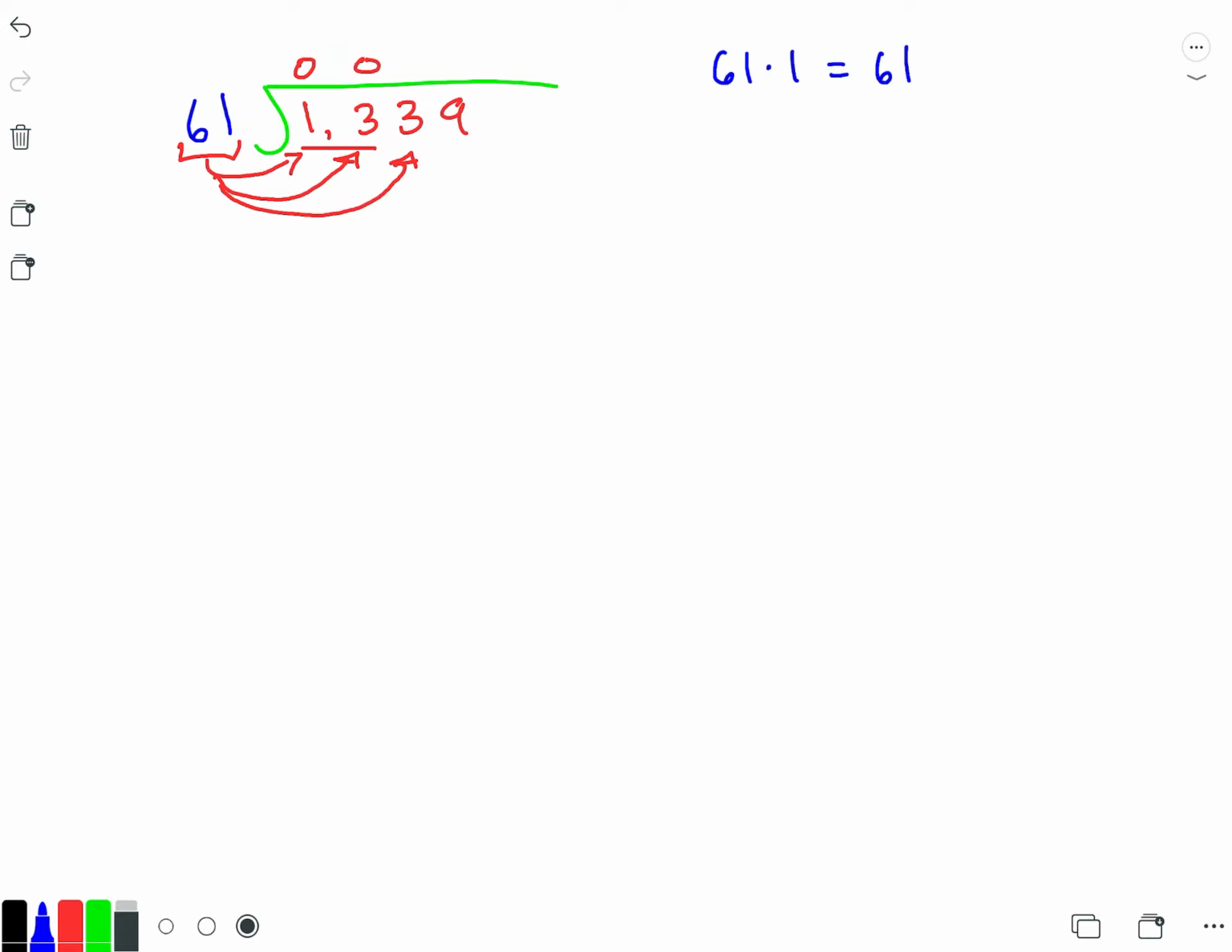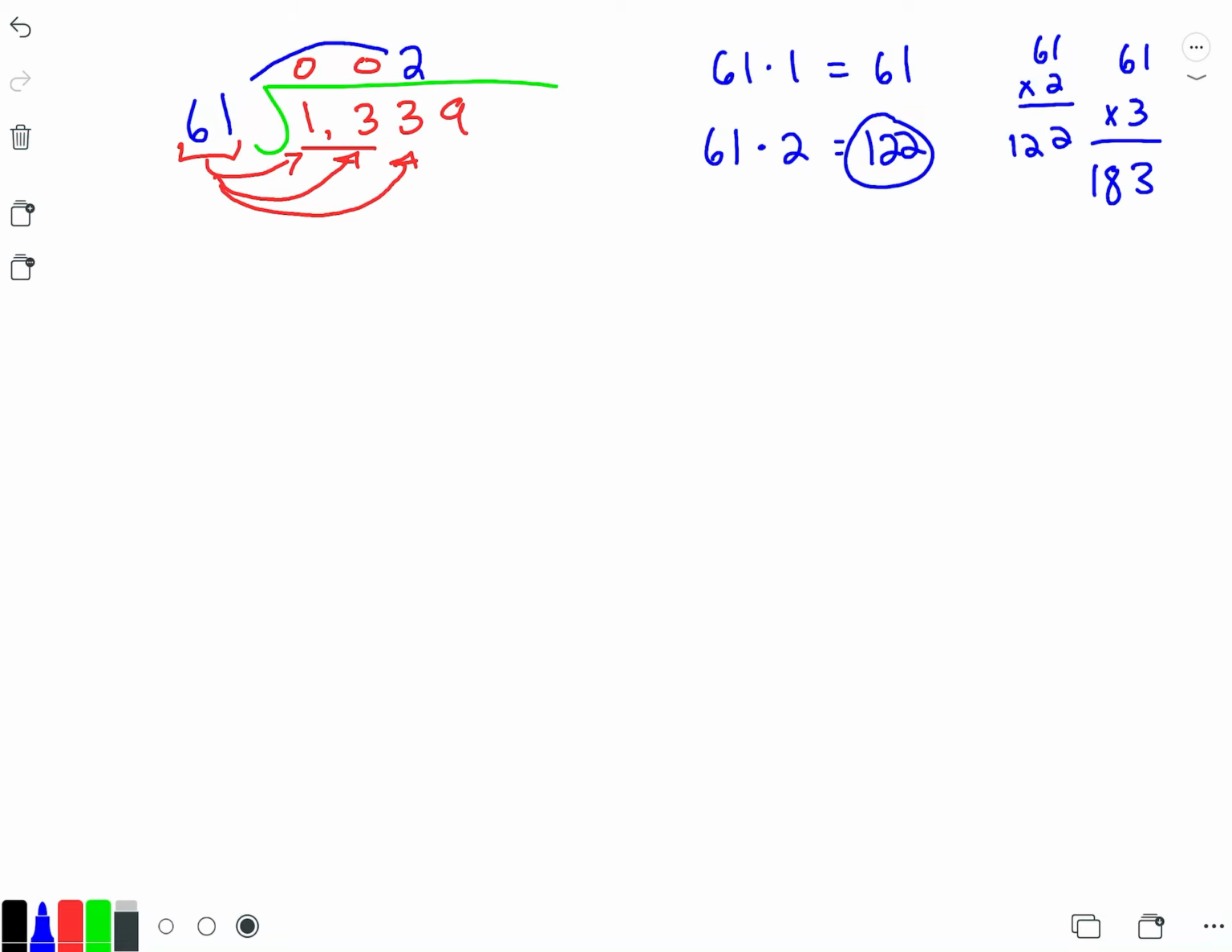This dot also means multiplication, just a faster way of writing it. 61 times 2 equals, I don't know what 61 twice is. 2, 6 times 2, 12, 122. That's as close as we're going to get, because 61 times 3 is 3 times 1, 3. 6 times 3 is 18. 183, which is too high. We're looking for something under 133, and we found 122. So, how many times does 61 go into 133? It's 2 times. Then I multiply 2 times 61, and I put it underneath.